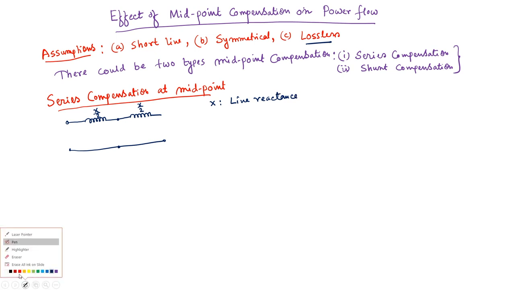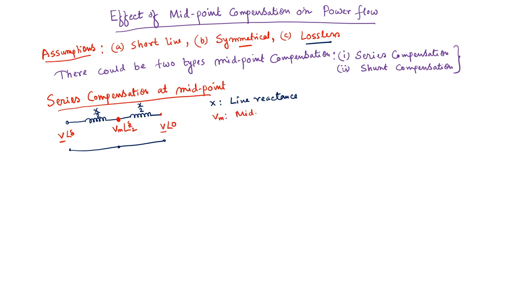Now, let us consider that the sending end voltage is V at an angle delta and the receiving end voltage is V at an angle 0. Here is our midpoint, and the voltage at this midpoint is Vm at an angle delta by 2. Since the line is symmetrical, the magnitudes of the sending end voltage and the receiving end voltage are equal, which is why I consider both to be the same. But the midpoint voltage would be something different, that is Vm. Here Vm is the midpoint voltage and delta is your load angle.